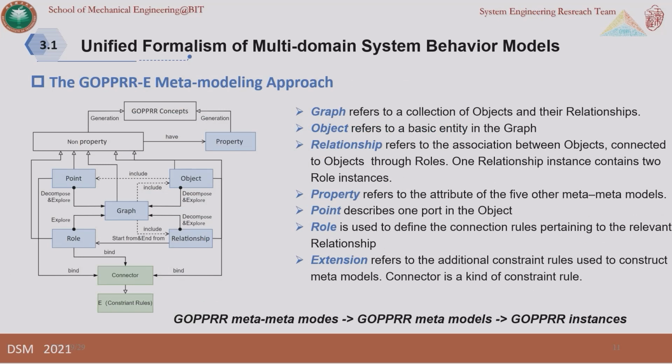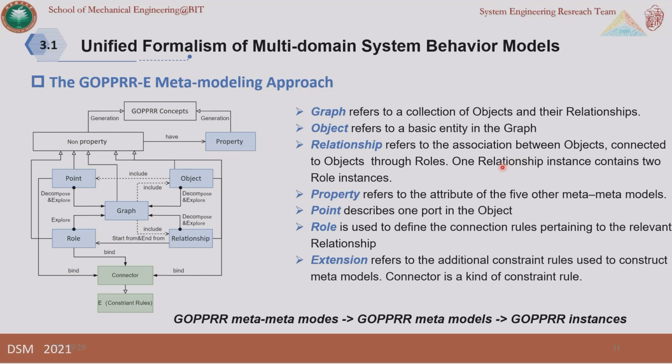In the MOF framework, meta-meta models in the M3 layer are the foundation of the entire modeling framework. The GeoPPRE meta modeling approach has 6 meta models. Graph refers to a collection of objects and their relationships. Object refers to the basic entity in the graph. Relationship refers to the association between objects, connected to objects through rows, and one relationship instance contains 2 row instances.